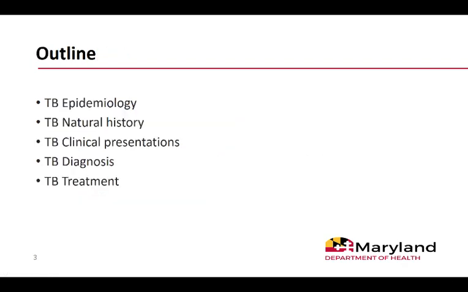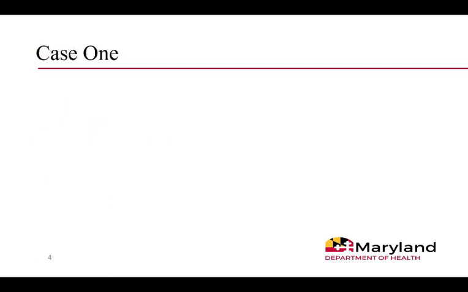Overall, we'll begin with a review of local and global TB epidemiology, and then cover a review of the natural history of TB infection and disease, along with providing an overview of the various clinical manifestations of tuberculosis, and ending with a discussion of the approach to TB diagnosis and treatment.